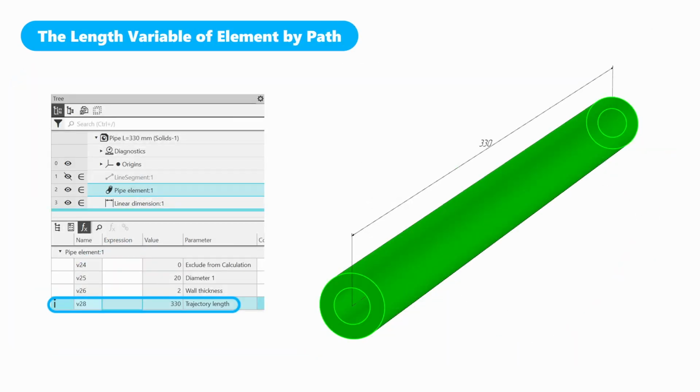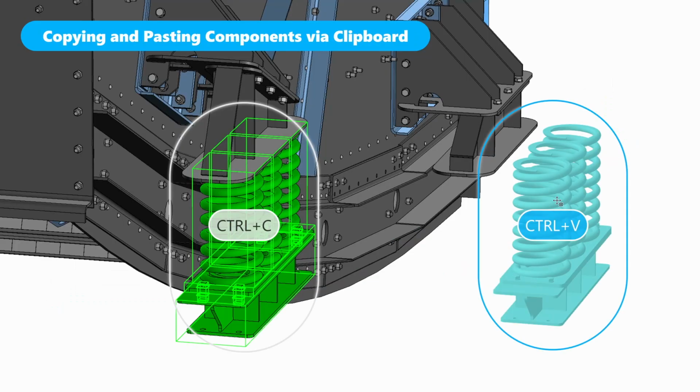In the variables set of the element by path, surface by path, and pipe element, an info variable of the trajectory length has been added. Now you can specify the range of values for the path length and control it. You can copy components in an assembly and pass them into another assembly using the Ctrl+C and Ctrl+V shortcut.